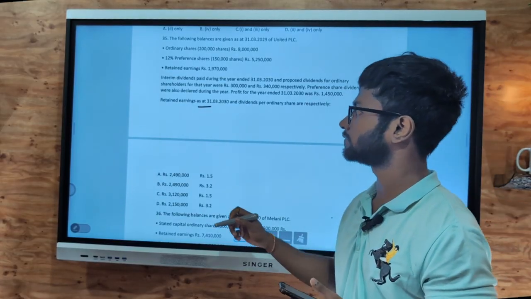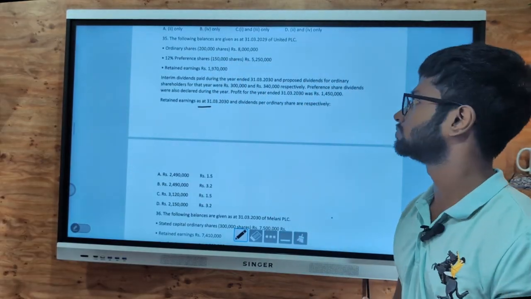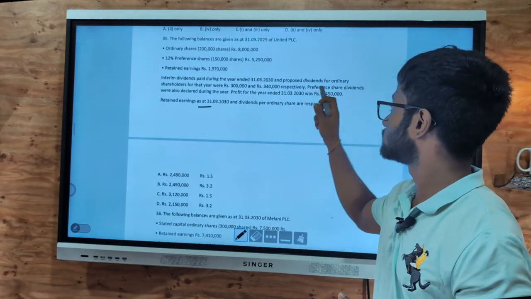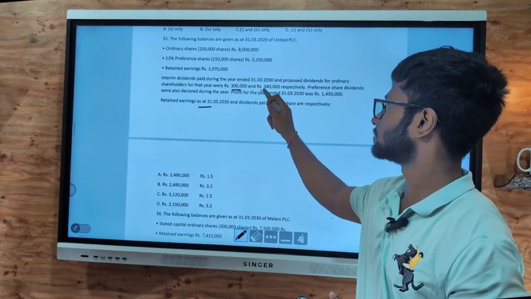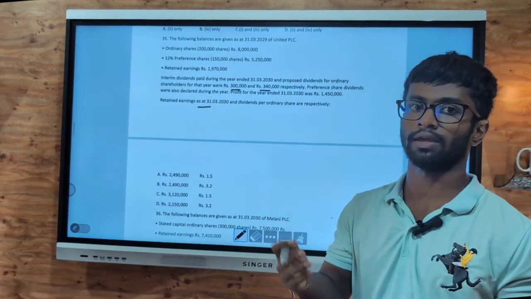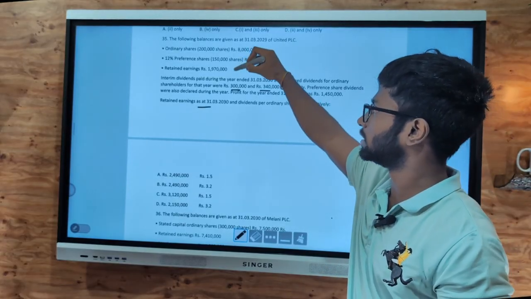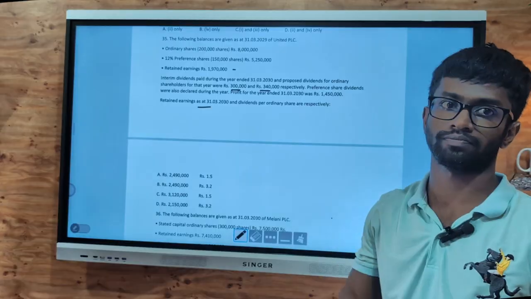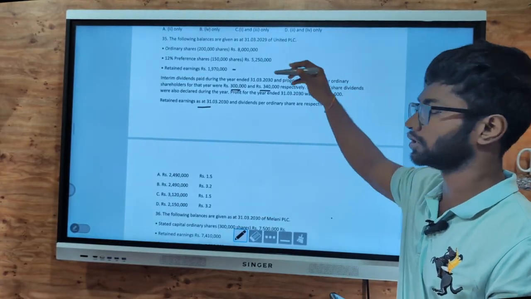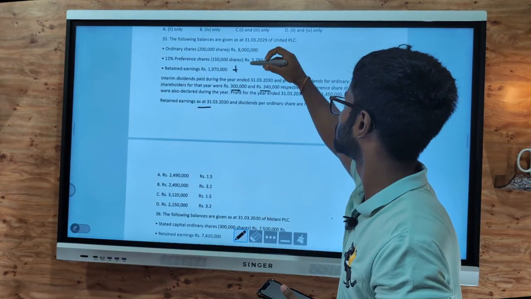So currently we have our retained earnings value this amount. We'll see what they say. Here, interim dividends paid during the year and proposed dividends for ordinary shareholders are these amounts. And preference share dividends were also declared. You have to pay a preference share dividend as well. Now, as you know, dividends you pay out using your retained earnings. And also profit for the year is this amount. Now you know profit is recorded under your retained earnings. So this should be added here.